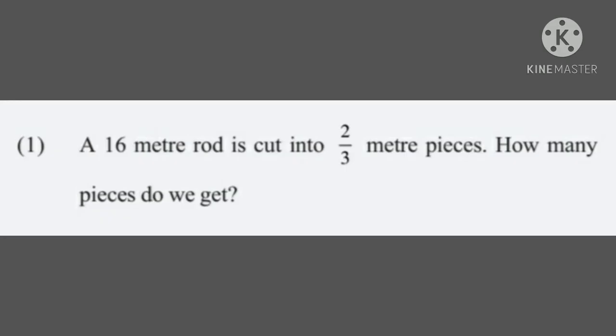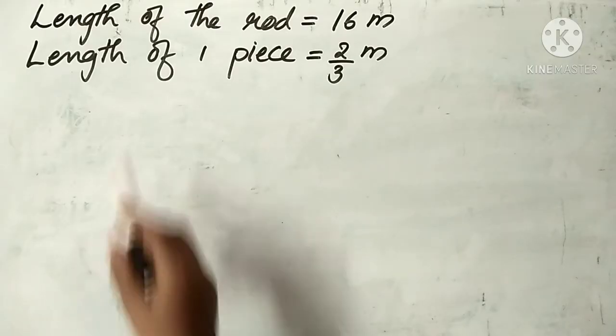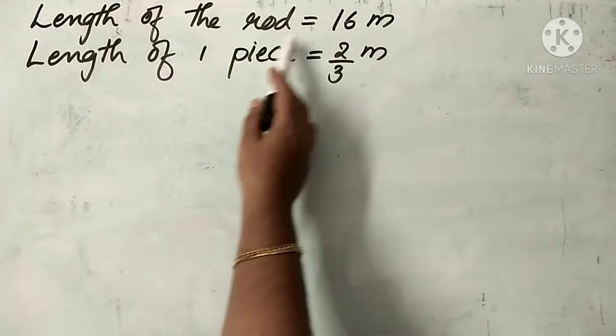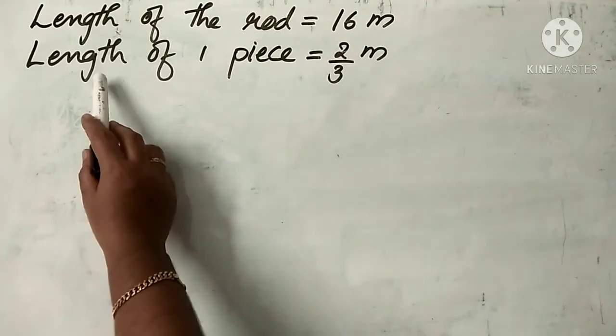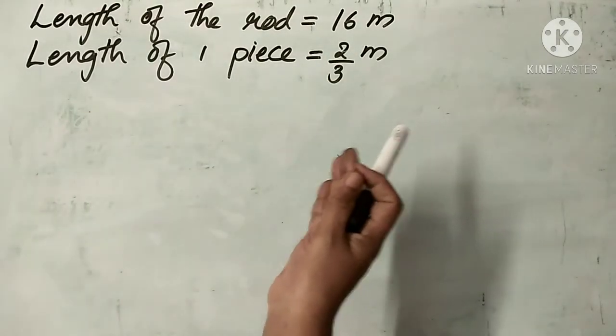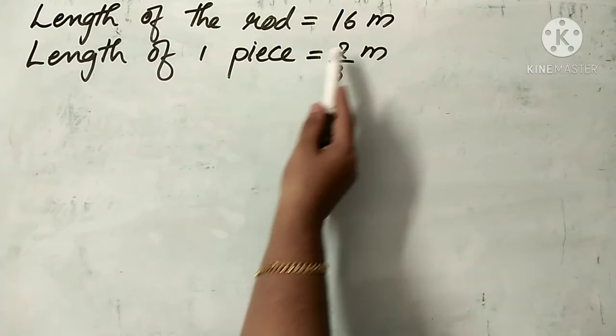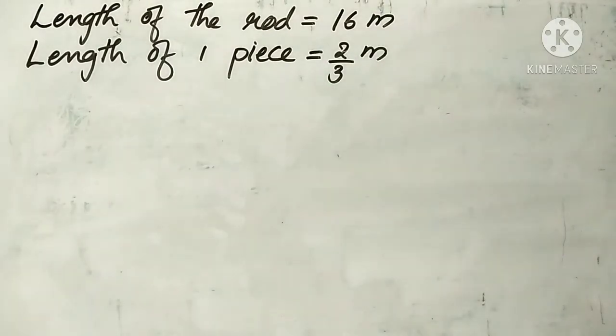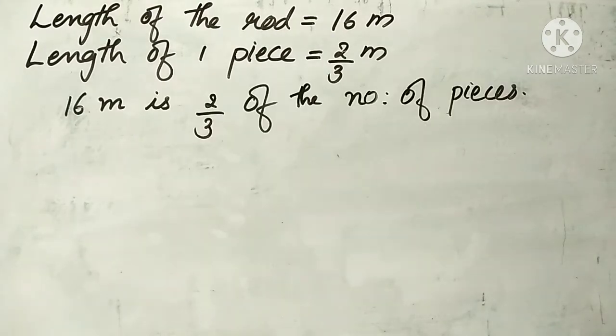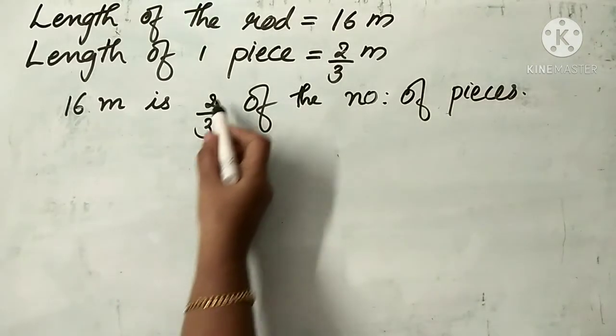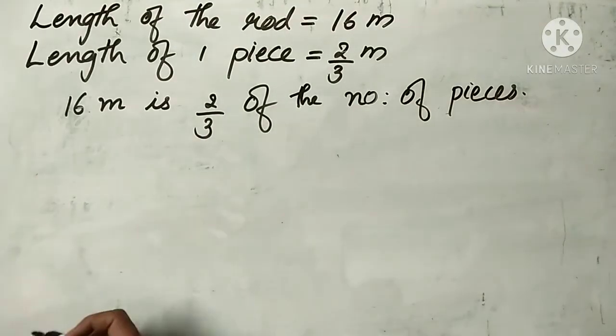Next question. A 16 meter rod is cut into 2 by 3 meter pieces. How many pieces do we get? According to the question, total length of the rod is 16 meter, and when we cut into different pieces, length of one piece is equal to 2 by 3 meter, and we have to find how many pieces there will be. So we can say 16 meter is 2 by 3 of the number of pieces.